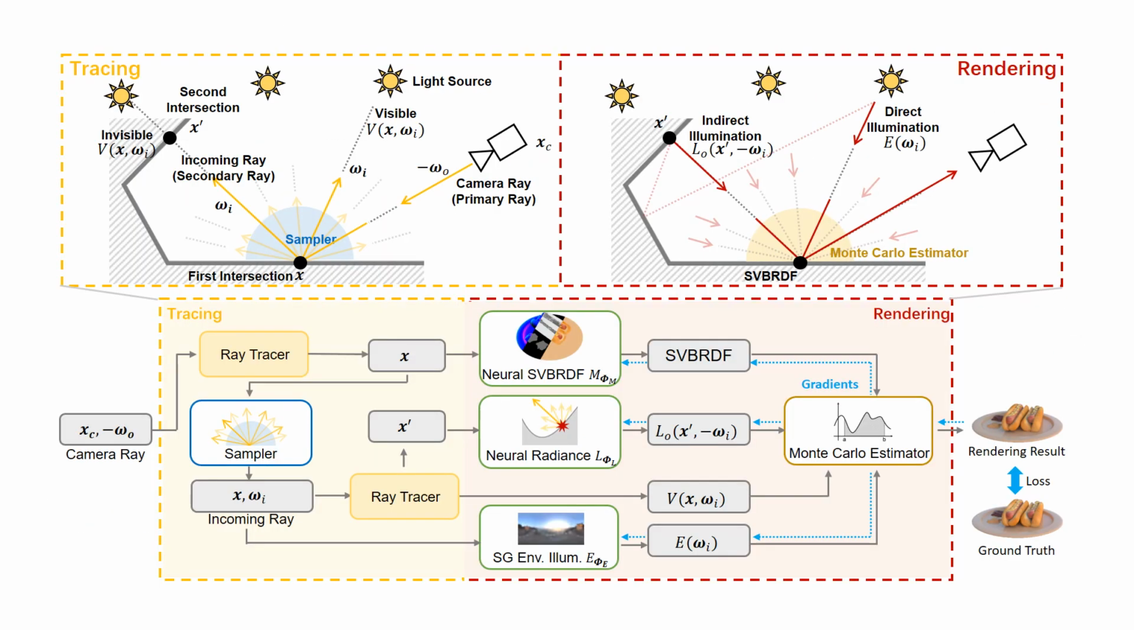This is our rendering pipeline. To render a camera ray intersecting with a surface, we first sample incoming rays and trace them to obtain their second surface intersection and visibility. Then, SVBRDF values, indirect illumination and direct illumination are respectively obtained by neural SVBRDF, neural radiance, and SG environment illumination. Finally, a Monte Carlo estimator is used for rendering the final results. Materials, indirect illumination, and environment illumination are jointly optimized by the reconstruction loss.